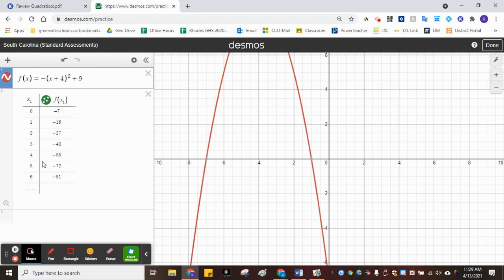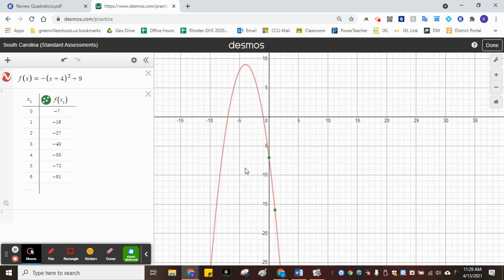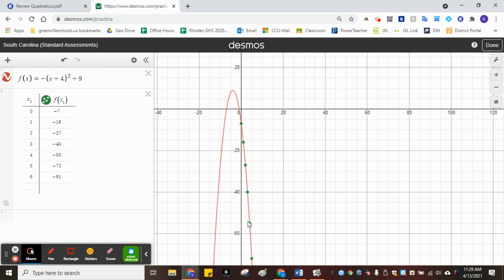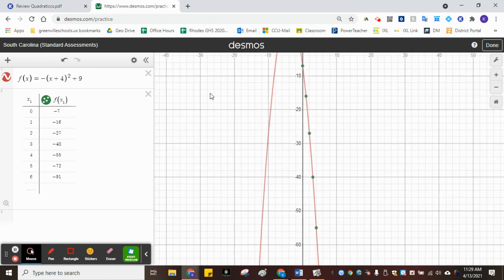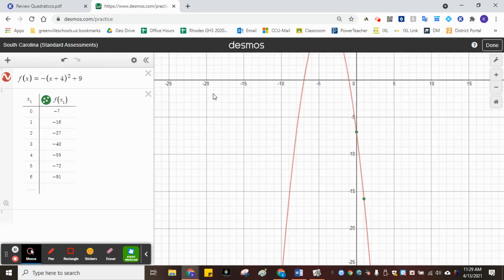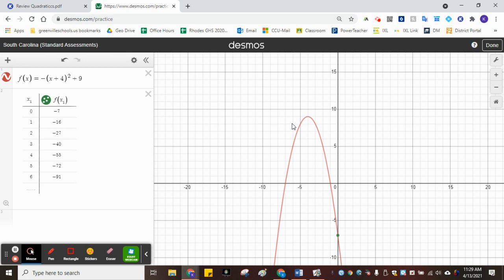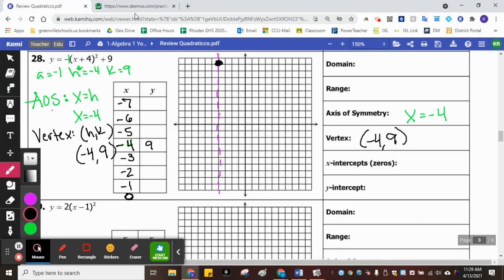So these points still work. You can zoom out and see. Like I can use any points for x, but it's not near my vertex. So if I was just to graph these points, it would look like a line. So that's why we don't want to graph any points. We want to graph points around your vertex. So like I said, I'm going to start at -7.